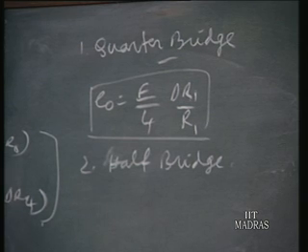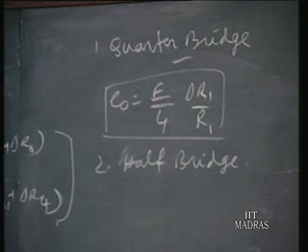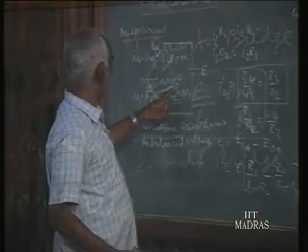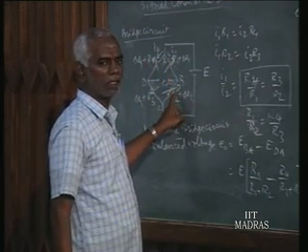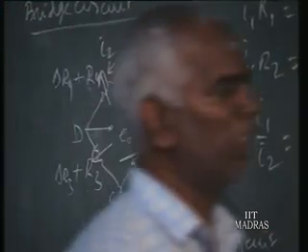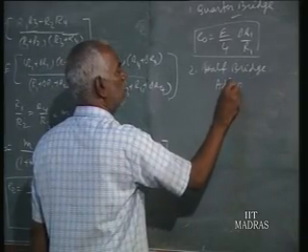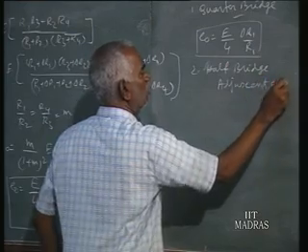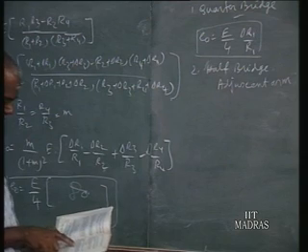Now in the half bridge, what is the voltage output? In the half bridge, we have got 2 configurations. You can have R1 and R2 as active arms, or R1 and R4, that is adjacent arms may be made active, or opposite arms may be made active. These are the 2 situations. Take the adjacent arms active in the half bridge.